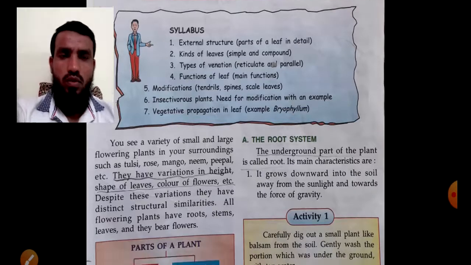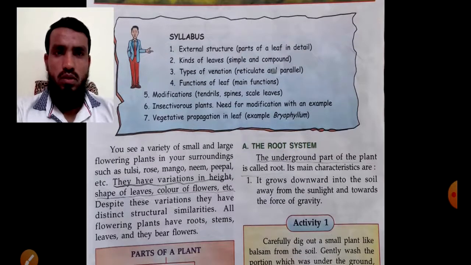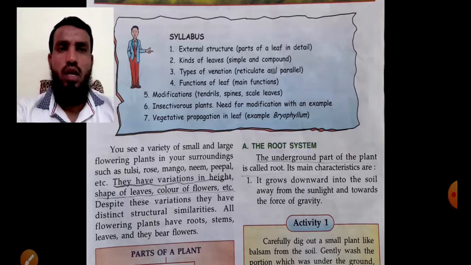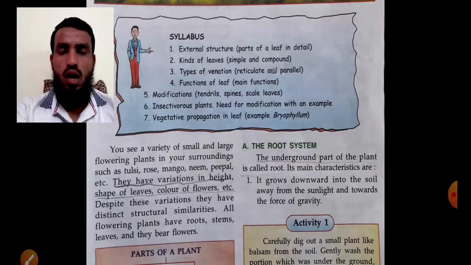On the very first page, some background and introduction about plants is given. In our environment, we always see different kinds of plants in our surroundings. There are a large number of flowering plants, such as tulsi, rose, mango, neem, peepal, etc. Sometimes in our house, sometimes outside our house, or when we go to gardens, we can see many different kinds of plants.